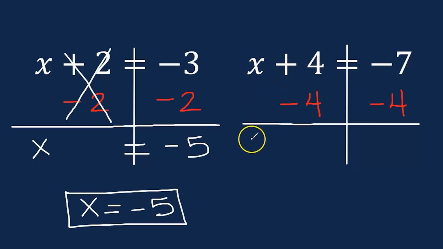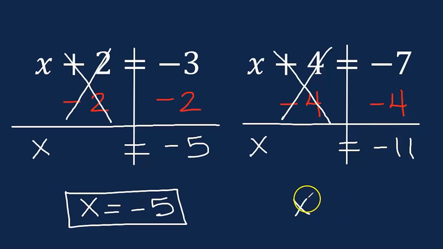X plus nothing is X. Positive 4 and negative 4 cancel each other out. The equal sign stays exactly where it is, and negative 7 with negative 4 make negative 11. So my answer here is x equals negative 11.